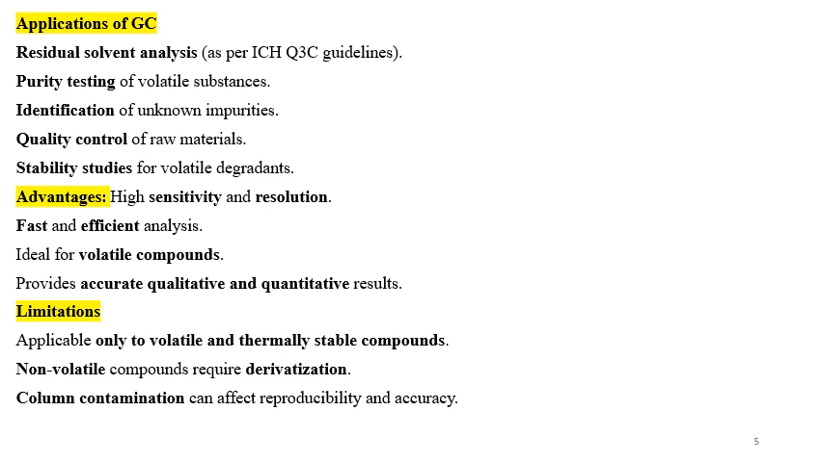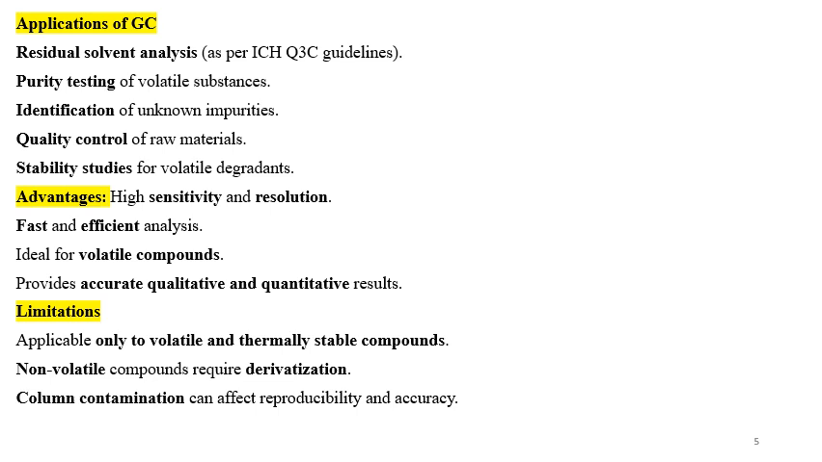Coming to the applications of GC, it is used for residual solvent analysis as per ICH Q3C guidelines. We need to specify and check the residual solvents. Other applications are purity testing of volatile substances, identification of unknown impurities, quality control of raw materials, and stability studies for volatile degradants. Advantages of GC: this technique has high sensitivity and resolution. Fast and efficient analysis is possible. It is ideal for volatile compounds and provides accurate qualitative and quantitative results.